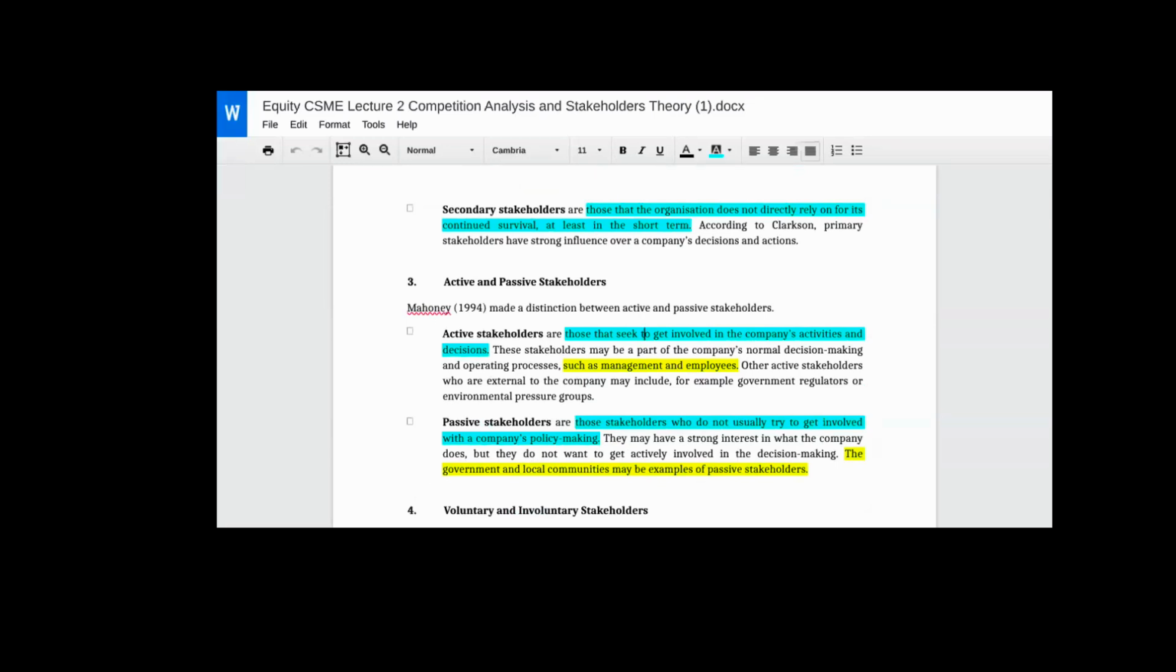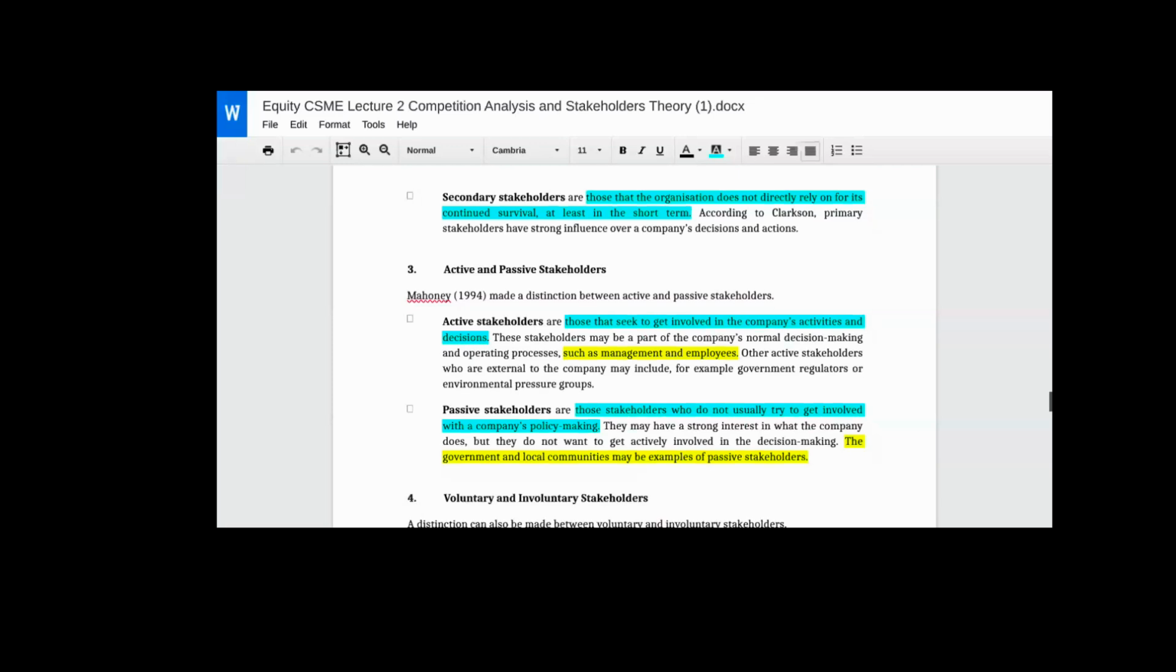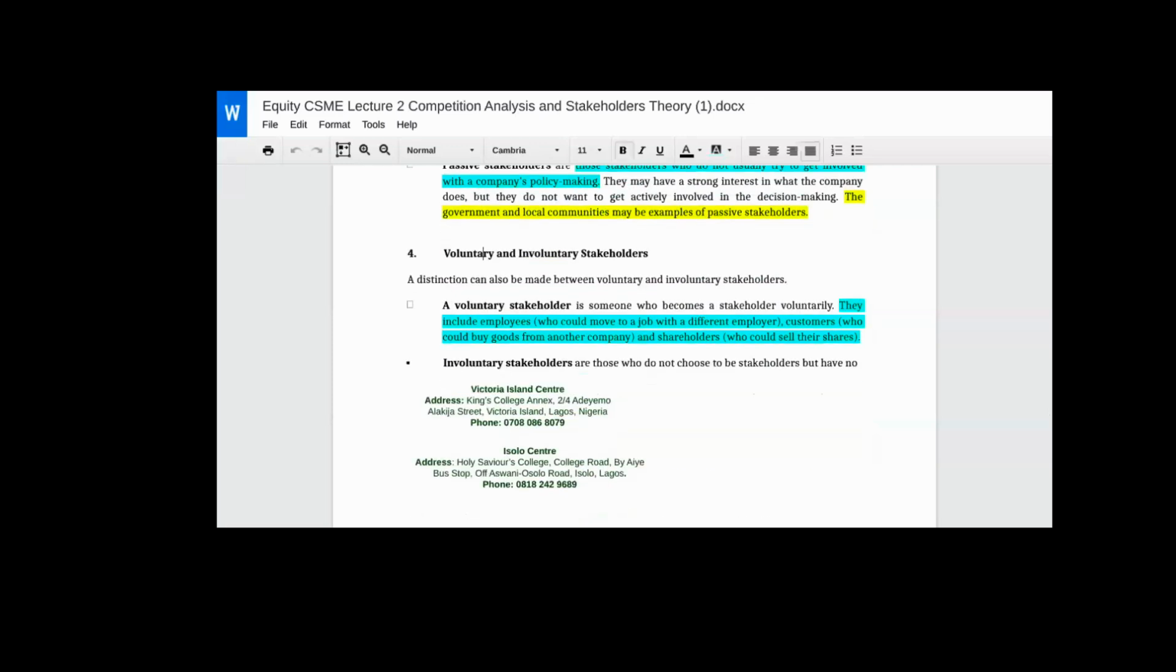Is that understood? So some of the examples that should come to your mind about active stakeholders are the government, the employees, the shareholders, the CEOs, the investors. While the passive stakeholders, they are not involved in the company decision making, they have a lesser influence on the company, and they are not much affected by the company decision. So, voluntary stakeholders and involuntary stakeholders.